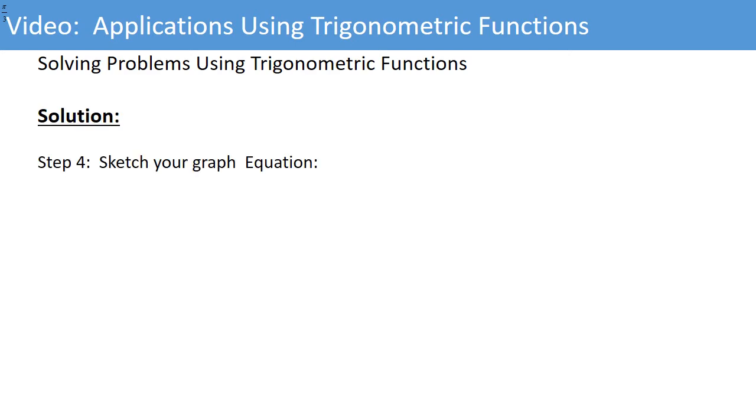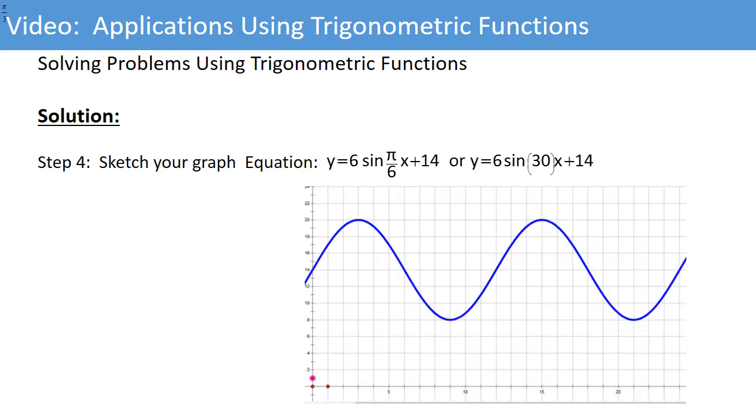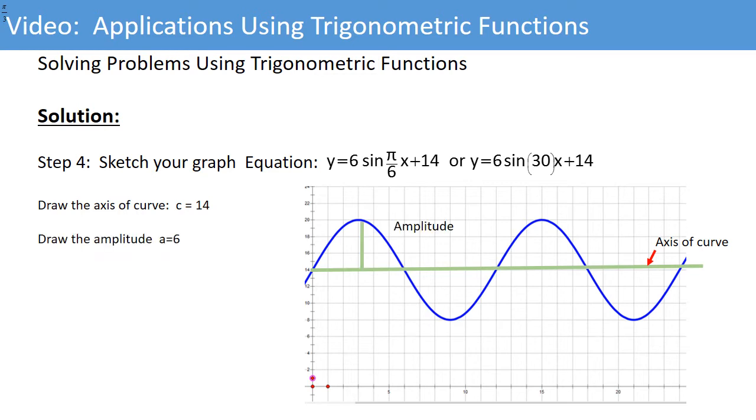Now, let's sketch the graph. Y equals 6 sine pi over 6 x plus 14, or y equals 6 sine 30x plus 14, whether you're working in degrees or radians. Here's the sketch you've made. Draw the axis of curve. C is equal to 14 to confirm. The amplitude is 6. Perfect. Calculate K, either pi over 6 or 30 degrees, depending on what you're working in. And our period is 12 hours.